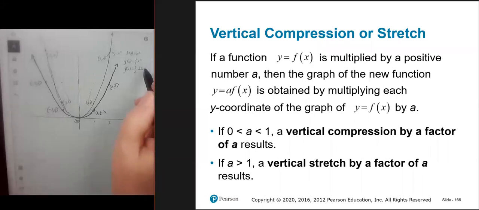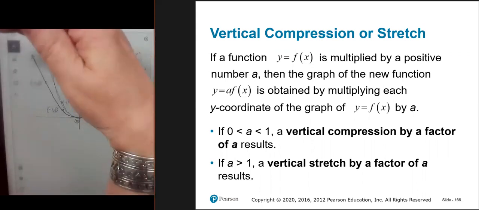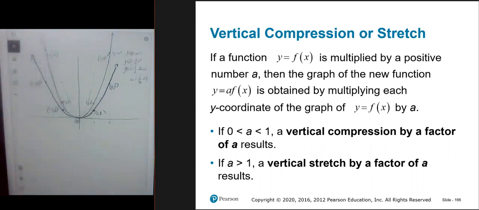So in this case, a equals 1/2, which is a positive number less than 1. So we had a compression. We compressed it towards the x-axis. And the previous problem, which had 4 times the square root of x, there a is 4, which is greater than 1. So we had a stretch.